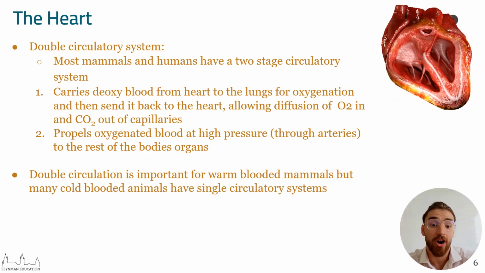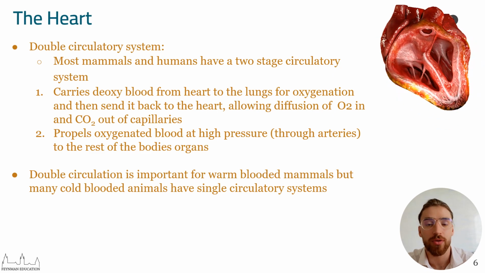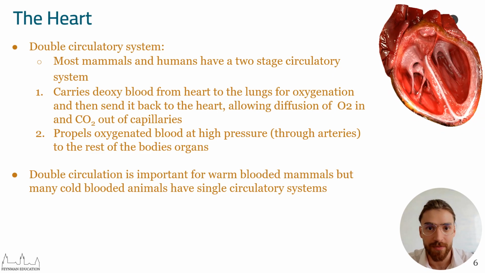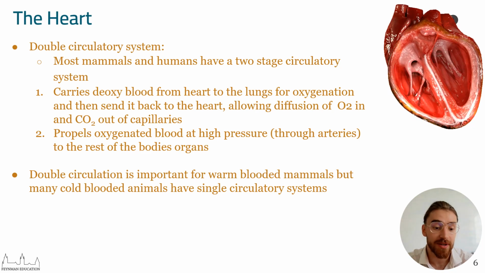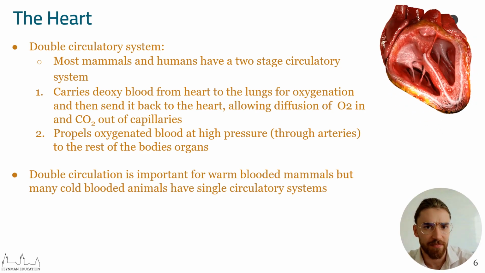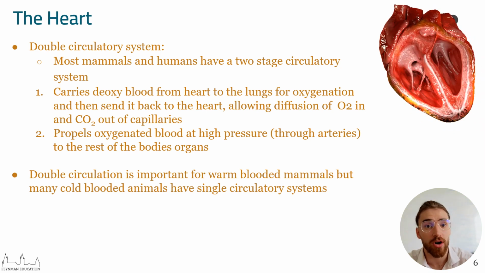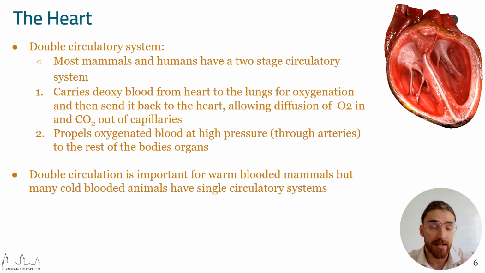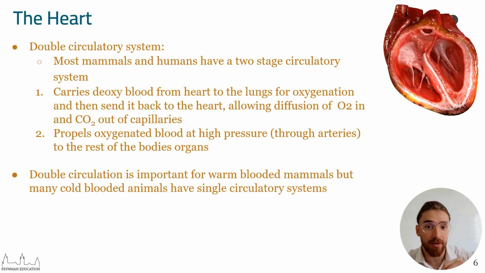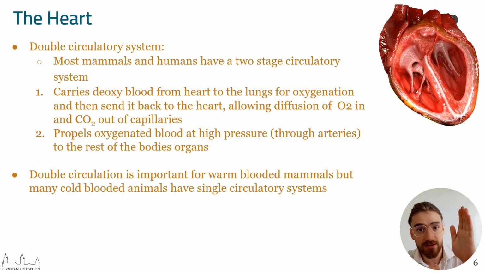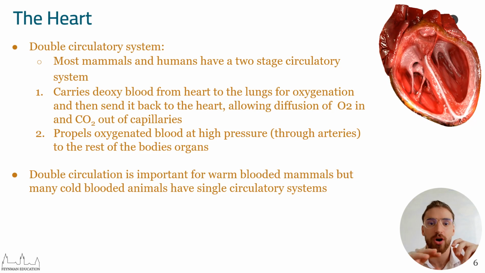And finally, the heart. So the heart is the pump that moves the blood through the body, through these blood vessels. In most mammals and in all humans, we have something called a double circulatory system. Now what that means is blood is going to flow through the heart twice. Deoxygenated blood is going to be pumped into the heart. It's then going to be pumped to the lungs, gets oxygenated, then going back to the heart.